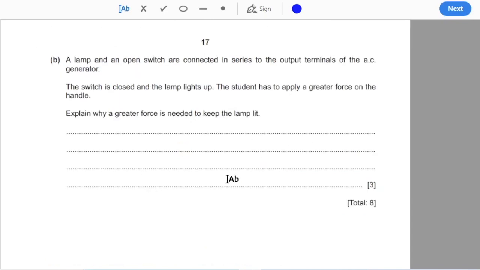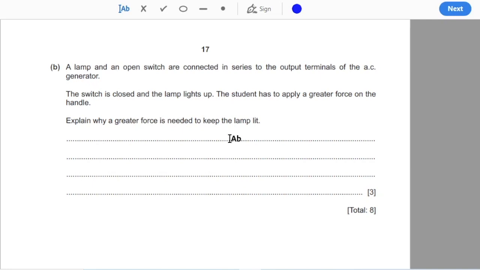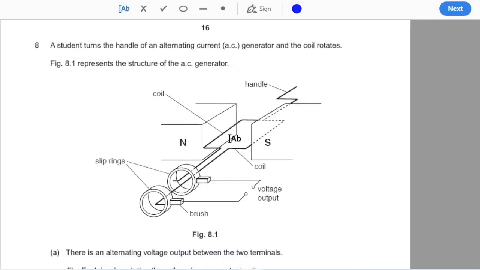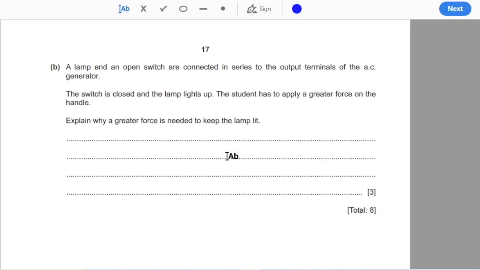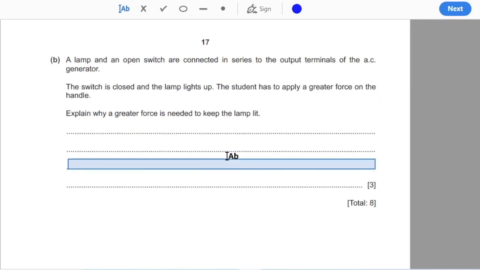Part B. A lamp and an open switch are connected in series to the output terminals of the AC generator. The switch is closed and the lamp lights up. The student has to apply a greater force on the handle. Explain why a greater force is needed to keep the lamp lit. So there is current in the coil, and the coil experiences a force due to the motor effect, and that is due to the presence of the field lines and the moving coil carrying a current. And when a student applies force on the handle, he will be opposed by the force which is produced due to the motor effect, so he has to put a greater force.